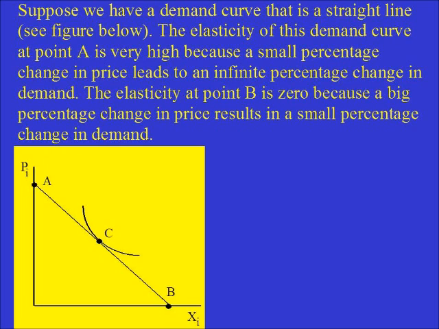If we go down below and look at point B, the elasticity there is inelastic. In this case, it's going to be 0 because a big percentage change in price is going to result in a small percentage change in demand. In fact, it's going to be 0 percentage change in demand. In between, we have point C, and I'm going to assume that at point C it's unitary elastic. That means elasticity is going to be equal to 1 in absolute terms, and therefore a 10% change in price is going to equal a 10% change in the quantity demanded.